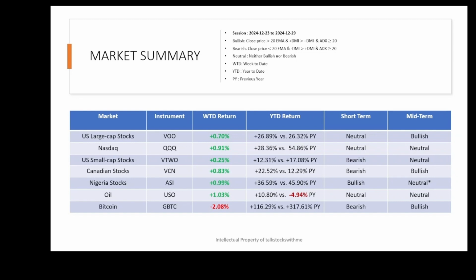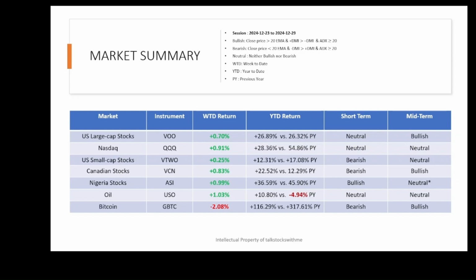Furthermore, oil commodity, tracked by USO, recorded weekly gains of 1.03%. Year to date, oil prices have moved 10.80%, significantly outperforming last year's overall gain of negative 4.94%. The short-term outlook on the daily chart is neutral. Similarly, the midterm outlook on the weekly chart is also neutral.